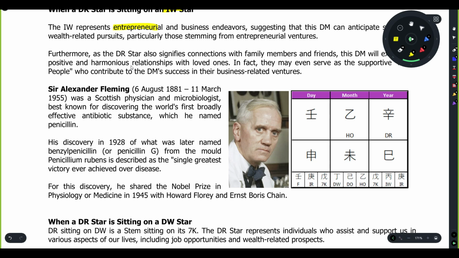So let's look into his chart. This is a Rainwater Day Master that has a direct resource protruded to the year stem, sitting on indirect wealth. Having this particular structure, where we have a direct resource sitting on indirect wealth, represents that the person would be quite inventive. So usually direct resource sitting on indirect wealth would be inventive.